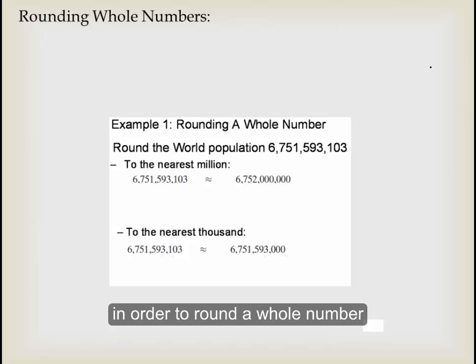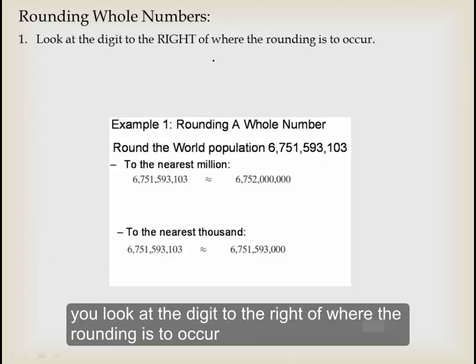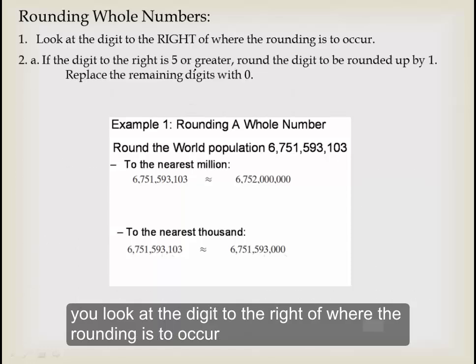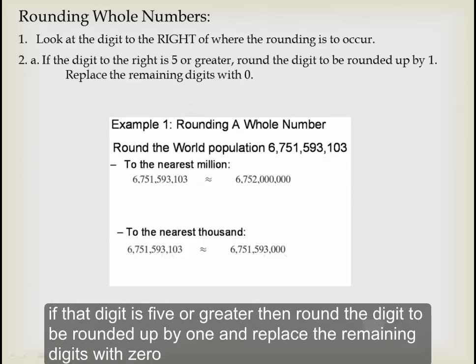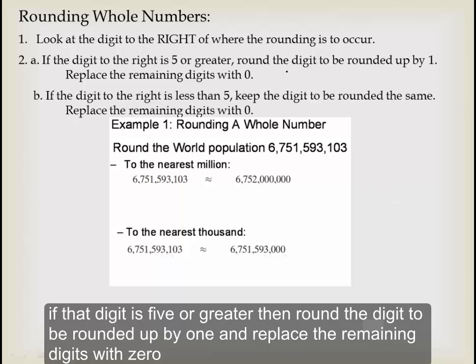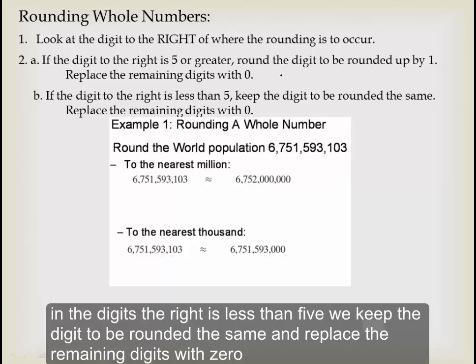In order to round a whole number, we look at the digit to the right of where the rounding is to occur. If that digit is 5 or greater, we round the digit to be rounded up by 1 and replace the remaining digits with 0. If the digit to the right is less than 5, we keep the digit to be rounded the same and we replace the remaining digits with 0.